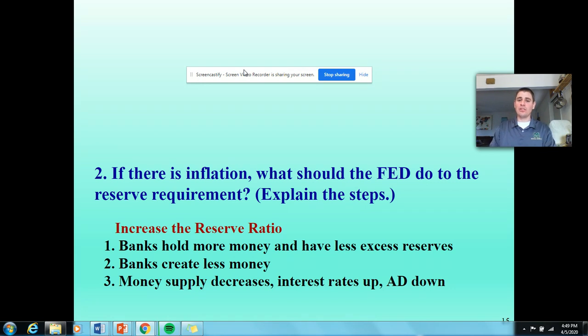We would want the reserve ratio to decrease. Well done. Okay, opposite is true. Okay, think about that.